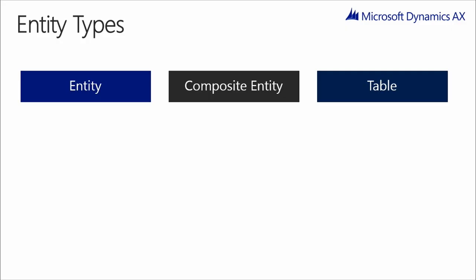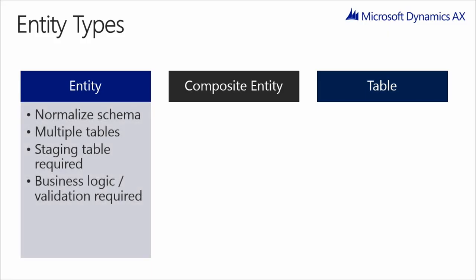You should use a regular entity when you want to map a single entity to the staging table. A target may have more than one table as part of the target query. A staging table is required when you use this entity. Use this type of entity when you need to execute business logic or validation on the data.